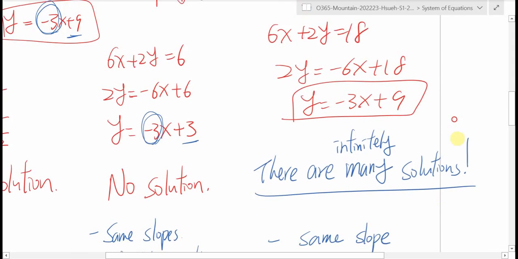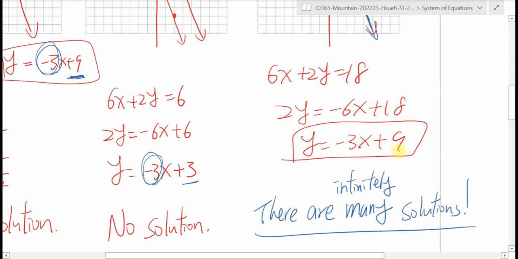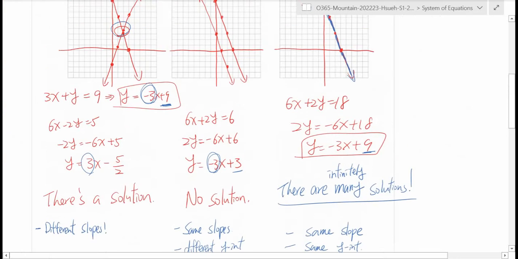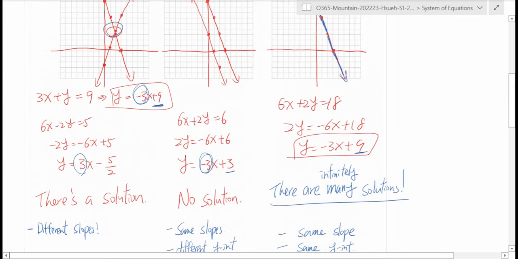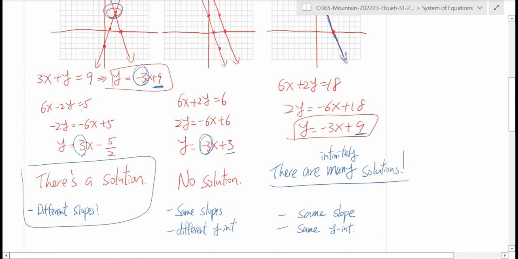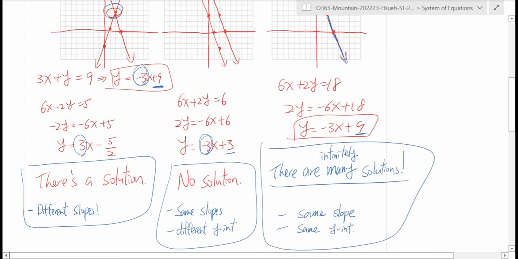Whereas in part C, you can see not only the slopes are the same, but the y-intercepts are also the same. That's why they are essentially the same line, right? So same slope and same y-intercept. Okay, so this is the moral of the story. If the slopes are different, then we're going to end up with one solution. If we have the same slope and the y-intercepts are different, then we're going to end up with no solution. And if they have the same slope and the same y-intercept, then there will be infinitely many solutions.